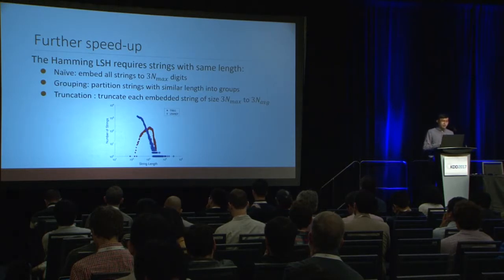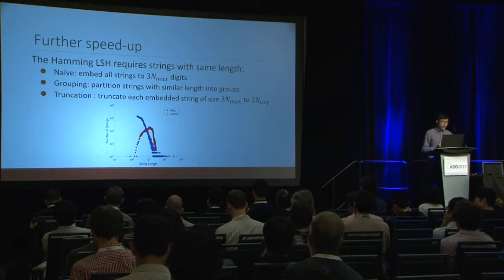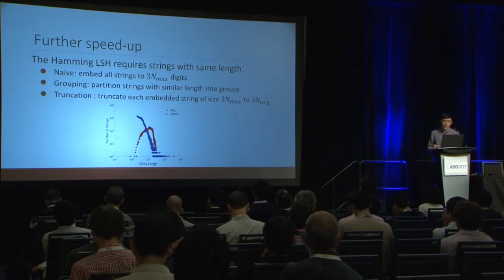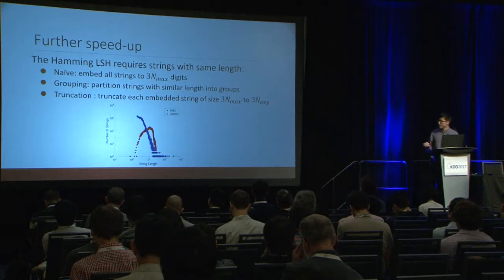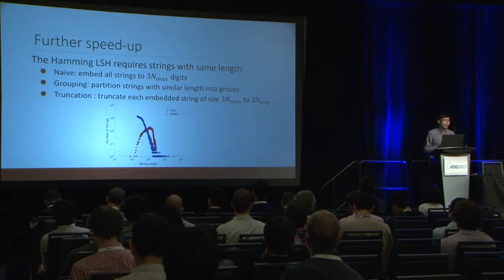The following two strategies could speed up the naive way, because n max could be really, really big. We can partition strings with similar lengths into groups, or truncate each embedded string of size 3n max to 3n average. N average is the average length of strings in our data set. As we can see, most of the strings are almost the same length. Thus, the truncation method works well in our experiment.